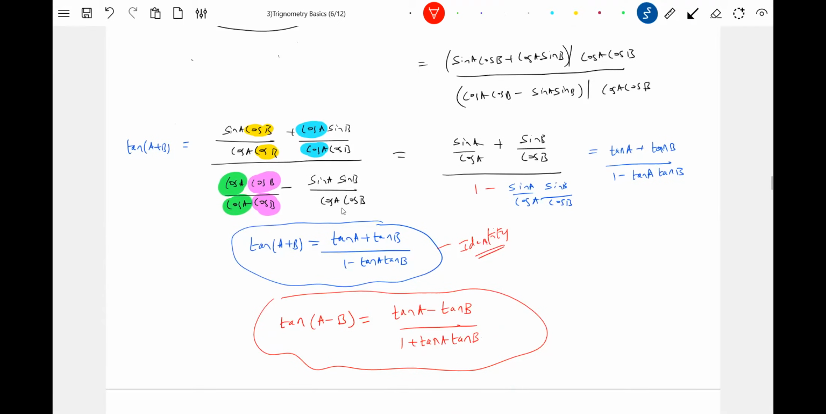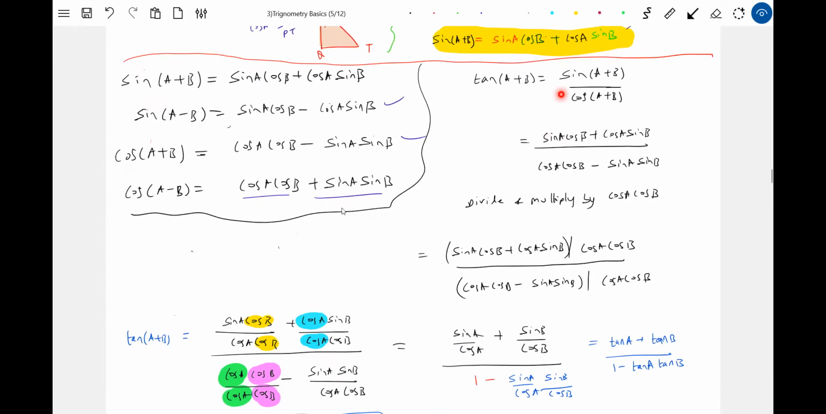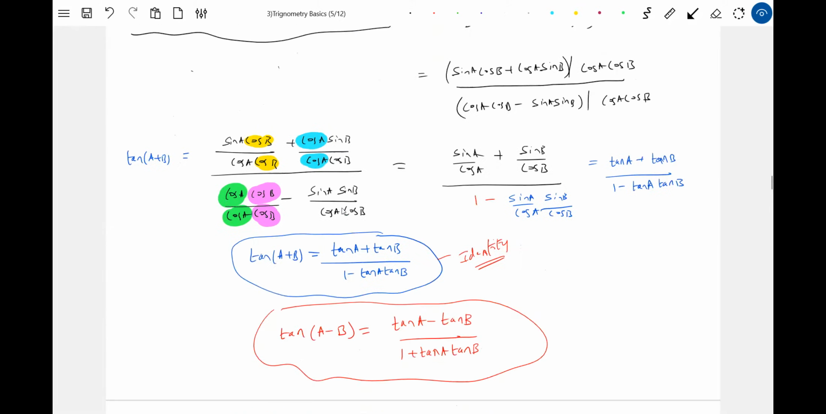Tan of A minus B. So again, similarly, you can proceed here. So tan of A minus B will be tan A minus tan B by 1 plus tan A tan B. Again, the procedure is same. So these are the trigonometric identities we have learned.